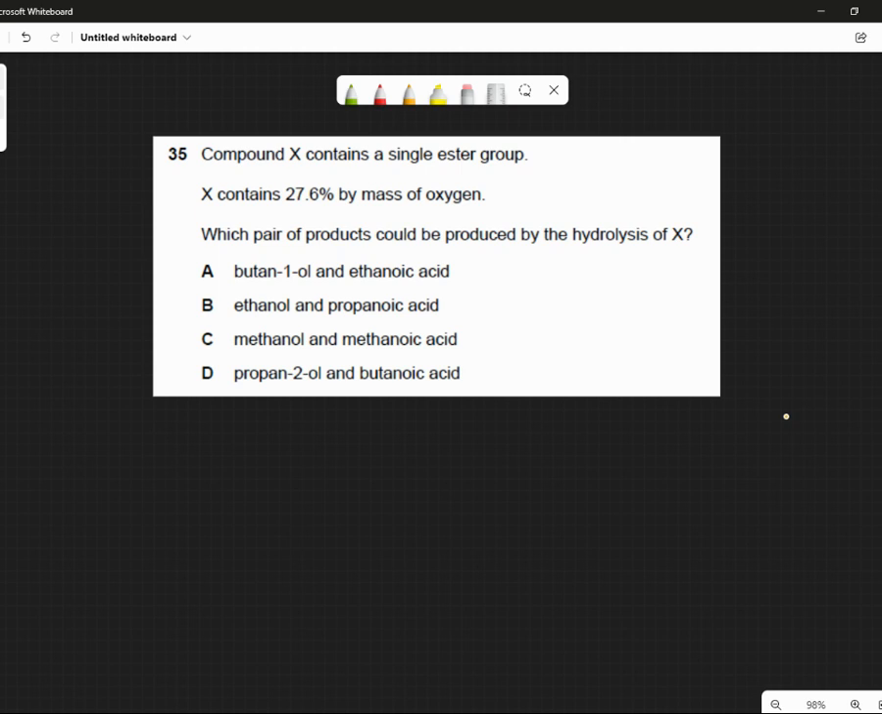So it's a single ester group. Now, what we could do, everyone, is just brute force it. So let's have a look at this one: butan-1-ol and ethanoic acid. I'm going to draw this butanol, 1, 2, 3, 4, and then OH. And then I'm going to draw ethanoic acid. There's ethanoic acid.